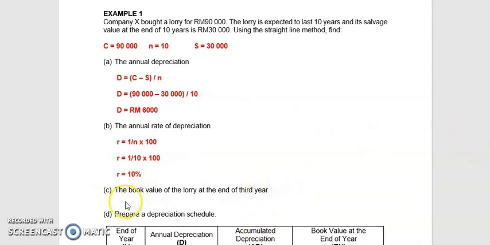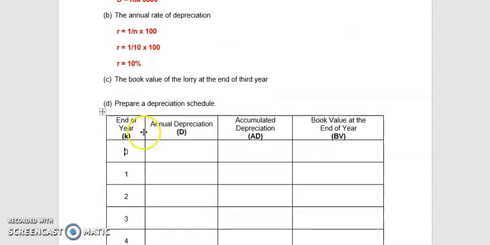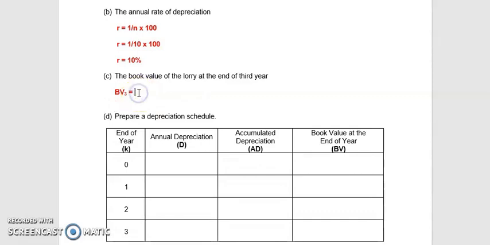Okay, now question C. Find the book value at the end of third year. So book value, BV3 equal to, so how do we calculate book value for the straight line method? Book value equals cost minus accumulated depreciation. Okay. So 1 year it depreciates 6,000. So if 3 years, 6,000 multiplied by 3.